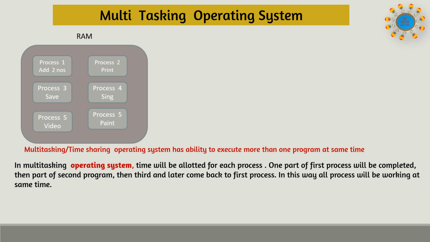One part of the first process will be completed. It will not complete the complete process. Then it will go to the second process. One part of this will be completed. Then third, fourth. That means part by part the work will be completed. And then after completing the last one, again it will come to process 1.